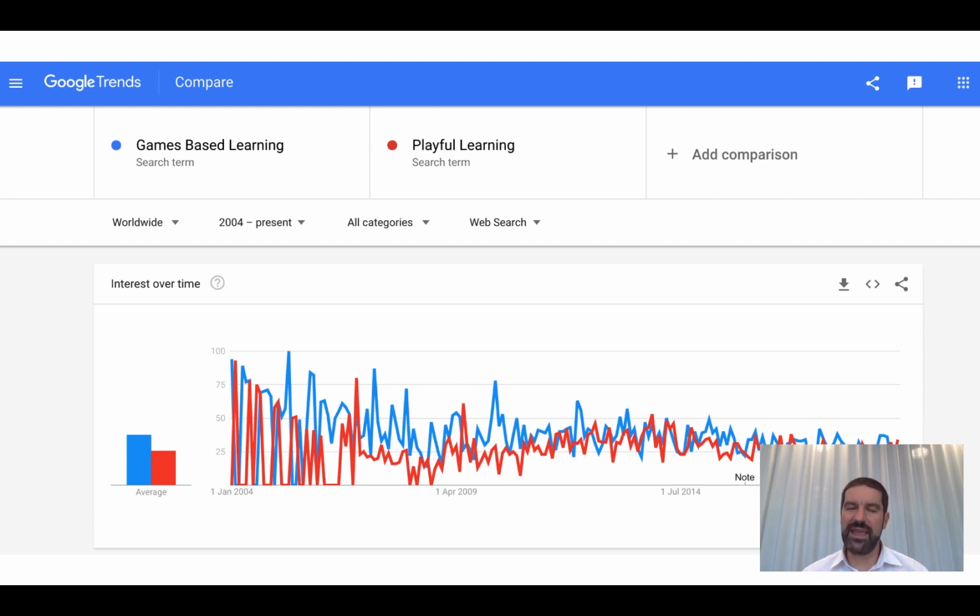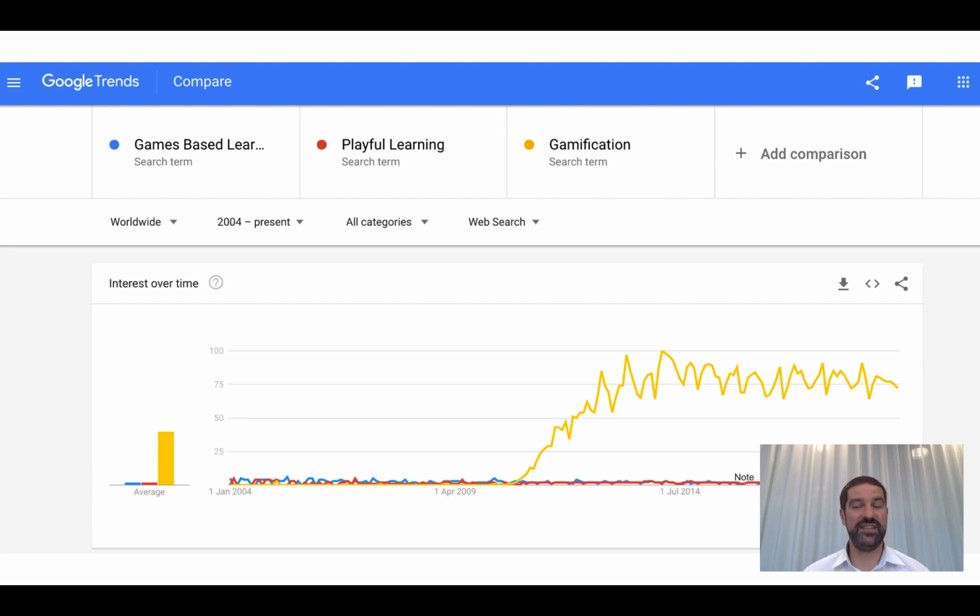But the point that I'm trying to make here is that actually other terms, which also include playful learning and games-based learning in the classroom, have become increasingly popular during this time. The most popular term that I could find is the term gamification. And if you look at this slide really carefully, you can see playful learning and games-based learning right at the bottom of the graph in blue and red, but the term gamification has really exploded since 2010, and you can see now how popular it is in terms of global searches worldwide.